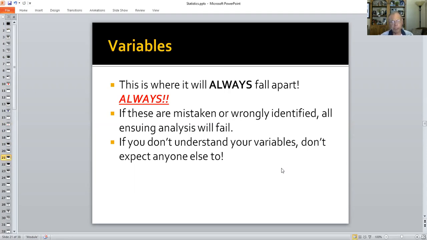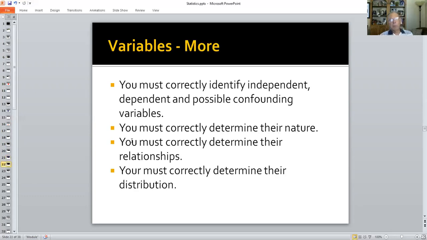And I know how excited we are to hit that test button with SPSS without checking the nature of your variables. Know your variables. And here's the thing. If you don't understand your variables, don't expect your reader to. You have, as a writer, as the chair, you've got to know these variables. What do they mean? So this is what I'm getting at. You must correctly identify independent, dependent, and possible confounding variables.